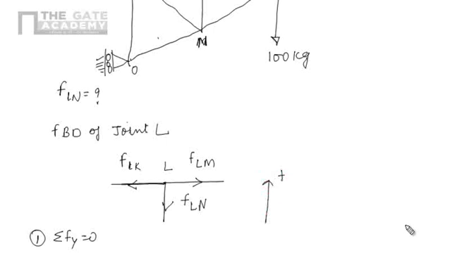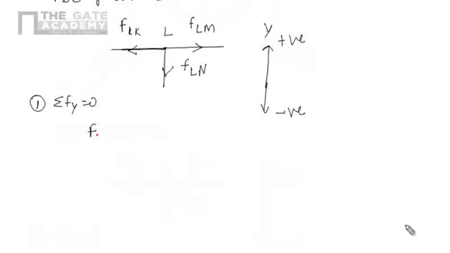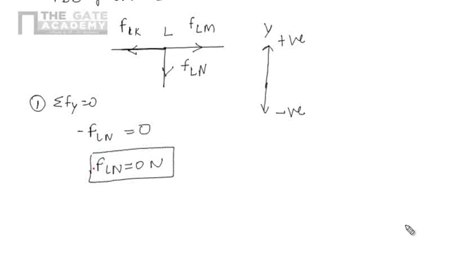According to our sign convention, the upward direction is positive, meaning positive y is positive, and downward is negative, meaning negative y is negative. So in the vertical direction there is only one force, FLN, which is in the downward direction, so negative, and it should be 0. So FLN will be 0 Newton. So this is the correct answer for this problem.